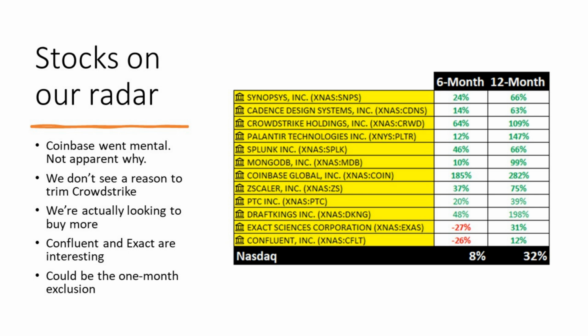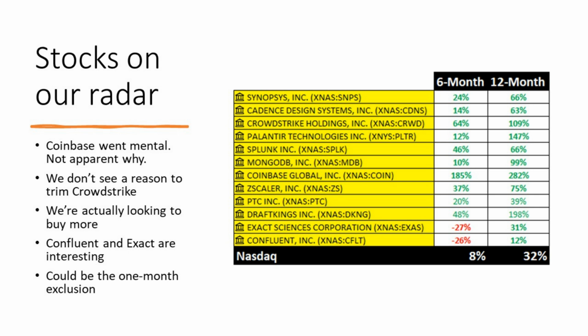So you can see CrowdStrike, it looks like, has done quite well over the past 6 months or 12 months. Palantir is in there. Coinbase has just gone way up. And again, going back to the point about investing in companies, not stocks, I'm not sure why that is. There doesn't appear to be any obvious reasons for that.